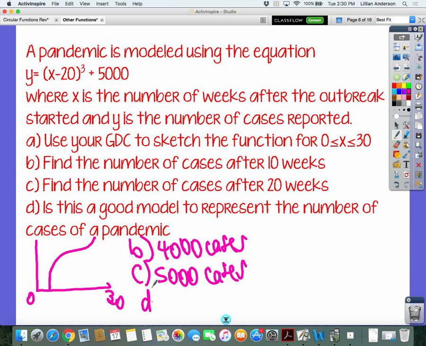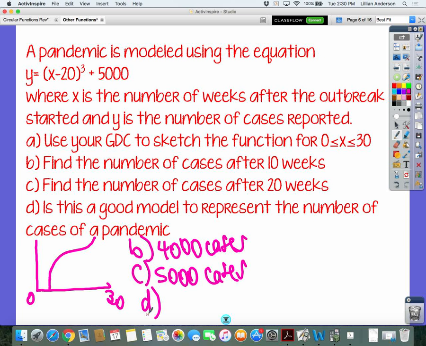Now, is this a good model? No. If you say yes or no, more than likely you're always going to have to explain why. Okay? So if you said no, why? If you said yes, why? Doesn't matter, because it could be either one. There's only one answer. So I want to know the reason why you say yes or no.